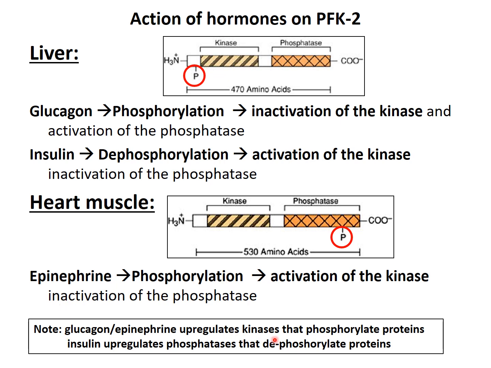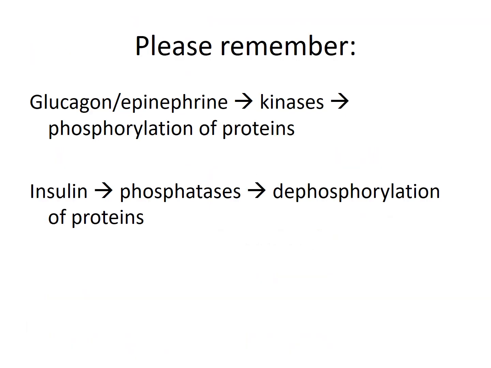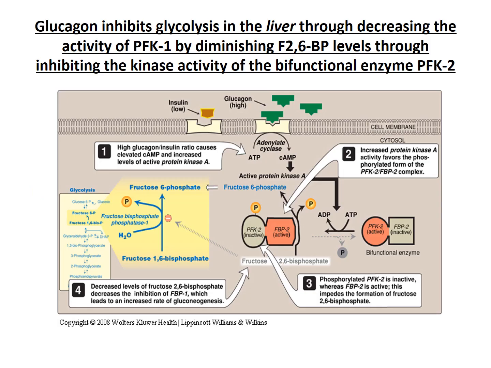Glucagon and epinephrine upregulate kinases that phosphorylate proteins. Insulin upregulates phosphatases that dephosphorylate proteins. Remember, which I just said before.